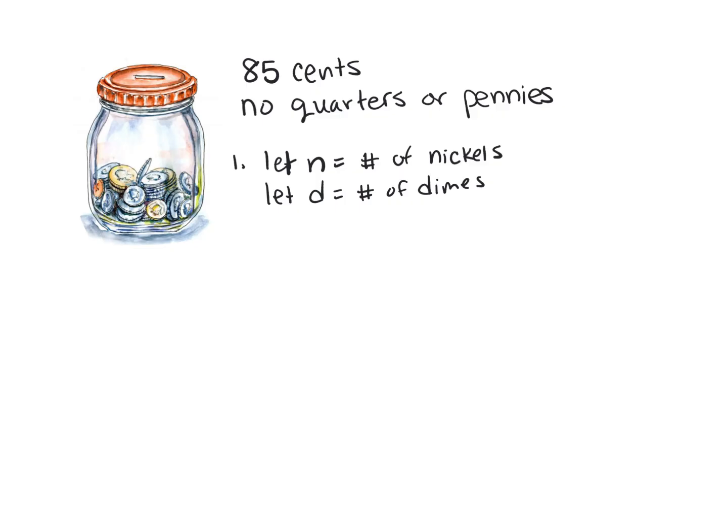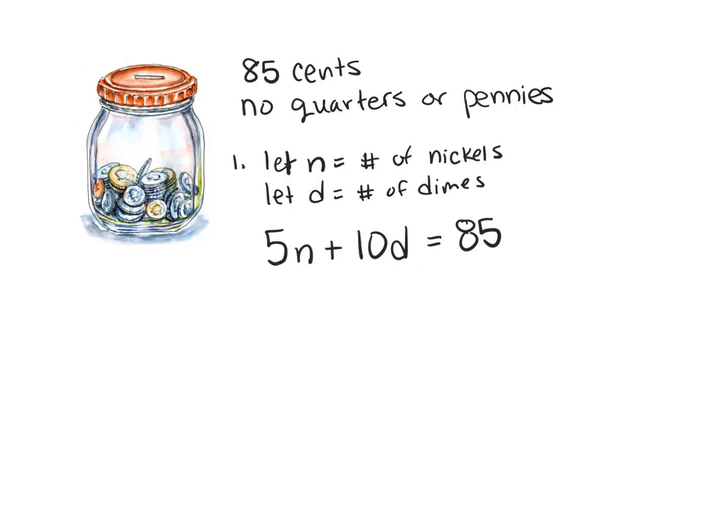And we know that the value of a nickel is 5 cents. So our equation could be 5 cents per nickel plus 10 cents per dime will equal a total of 85 cents.